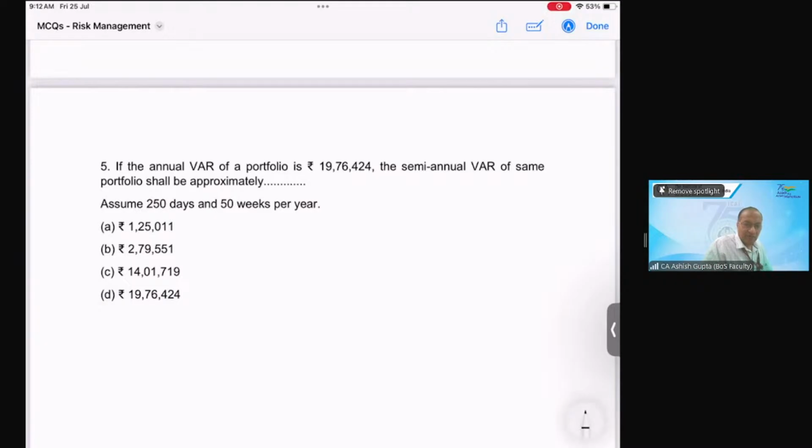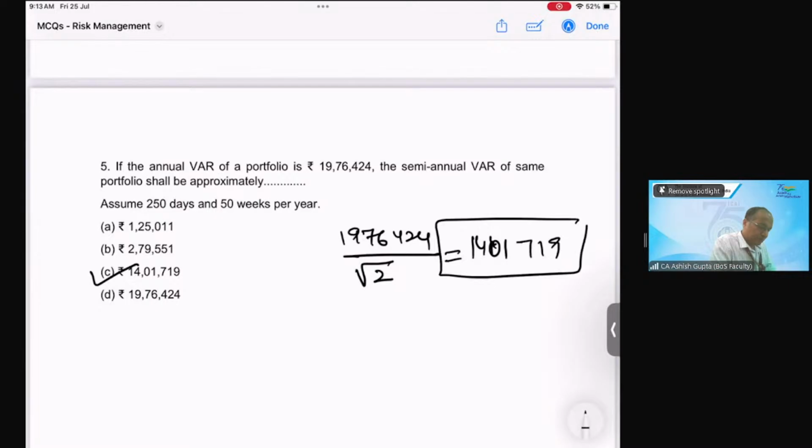Yes, you're right, beta Chitra. Students, please remember one thing. Nowadays in the AFM paper, MCQs have become a very good source of scoring good marks, because here you have a choice. If your answer is wrong, you will come to know that you are going the wrong way, and you can correct it and choose the correct option. The correct option is C, and it comes like this. Is it clear to you?